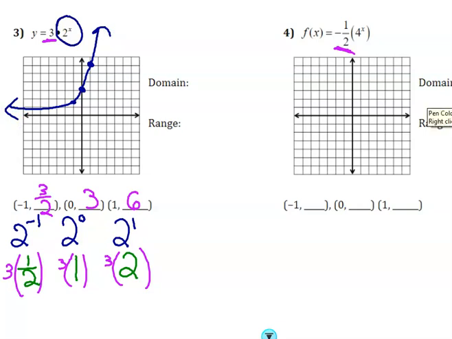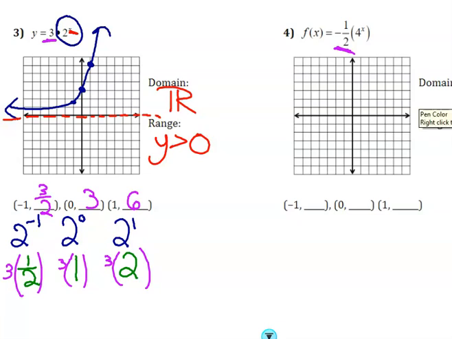Okay? Again, the asymptote is still at the 0. Okay? There is no h there, so it's 0. Domain is all real numbers. Range is y is greater than 0. That's still the case. Okay? For 5 and 6, it'll be a little different.